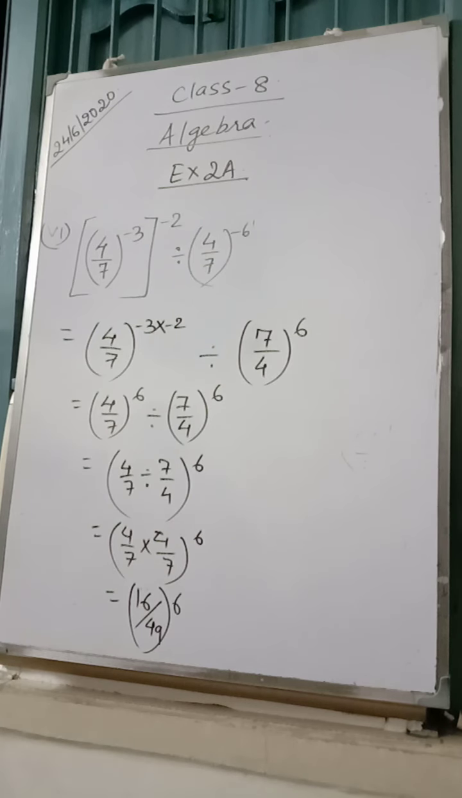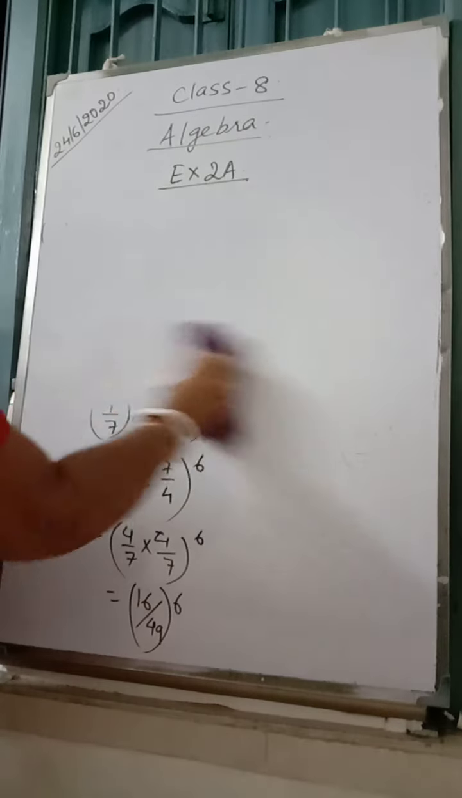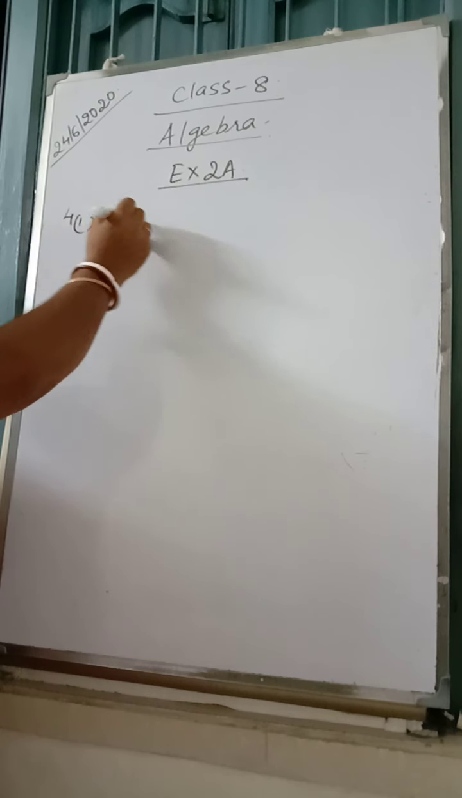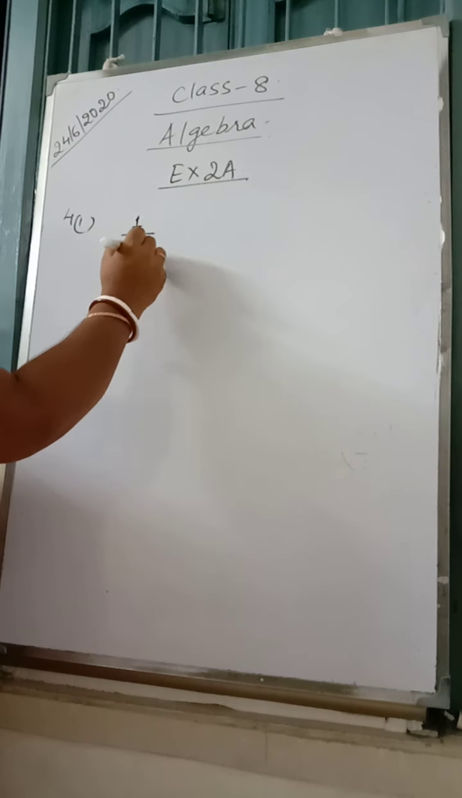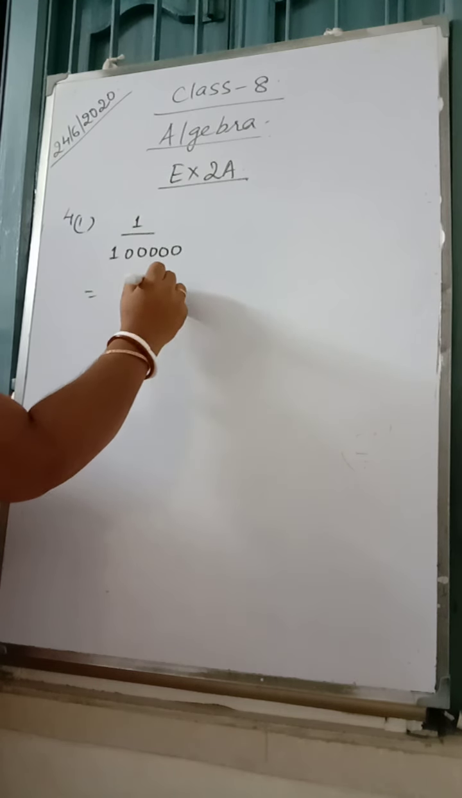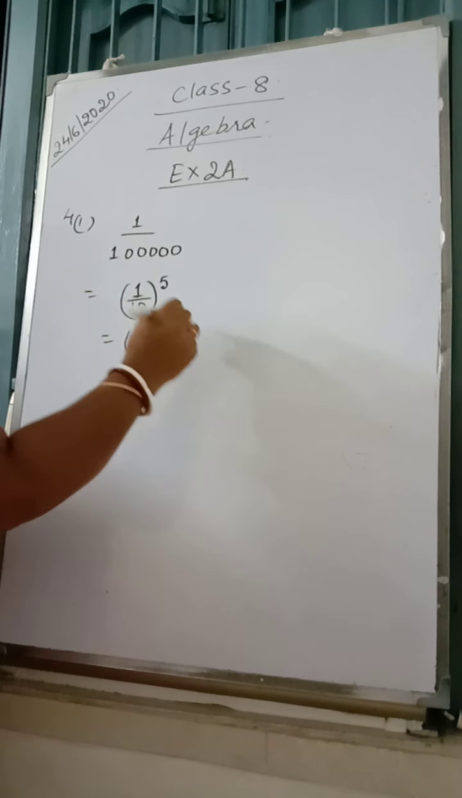Now next we have to express the following rational number in negative exponential form. How to do it? You just tell me. Now, you see question number 4. Given is 1 by 1 lakh. How can I write it? I can write it 1 by 10 to the power 5. Now if I have to write it negative, it would be 10 to the power minus 5.